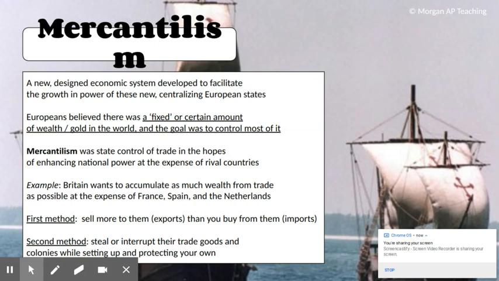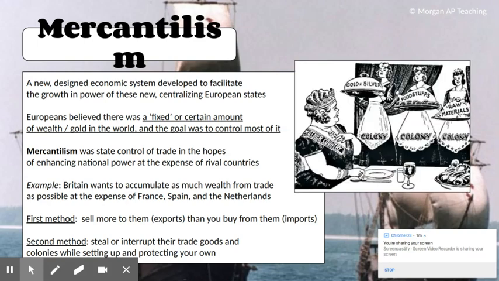So, for example, Britain wanted to accumulate as much wealth from trade as possible at the expense of France, Spain, and the Netherlands. The first method was, for example, to sell more to them in exports than you would buy from them in imports. So Britain would sell more to France, and they wouldn't buy as much of their products because they wanted to sell more exports than get imports. The second method was to steal or interrupt their trade goods and colonies while setting up and protecting your own. We're going to talk a little bit more about that in a bit.